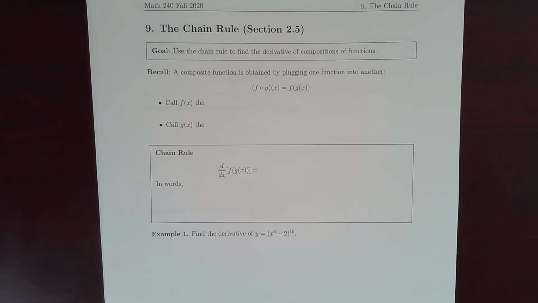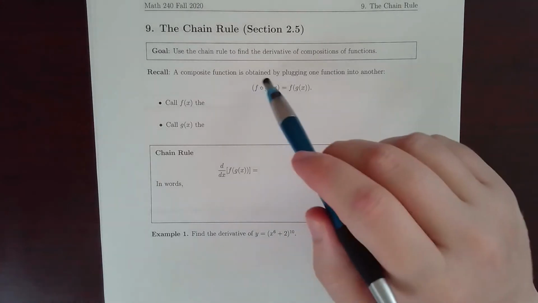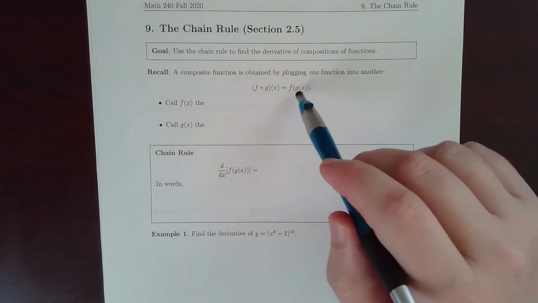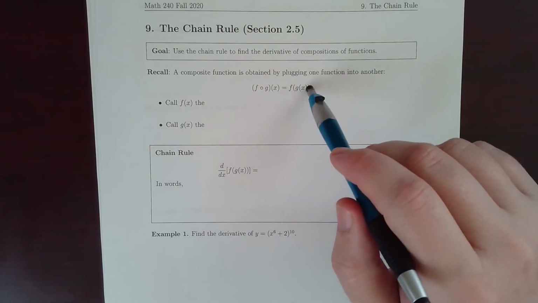Alright, so we have another rule for trying to find derivatives, and this rule is going to focus on composite functions, which you'll be surprised at how often this rule can come up. This is called the chain rule. So, first thing to remember is that a composite function is obtained by plugging one function into another function. So, f of g of x is the same as f of g of x.